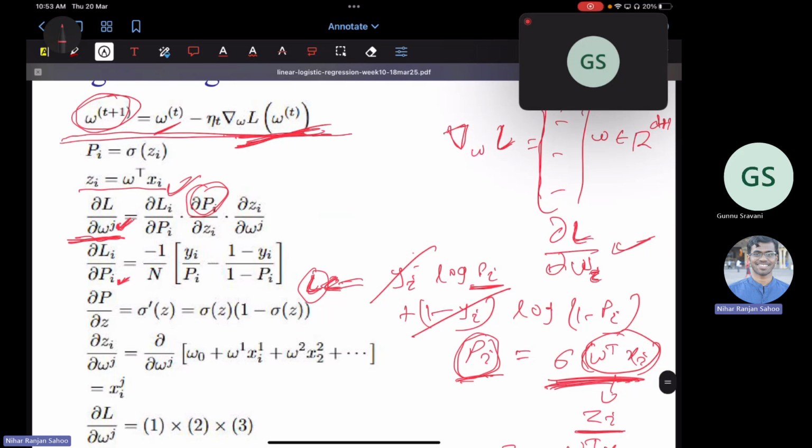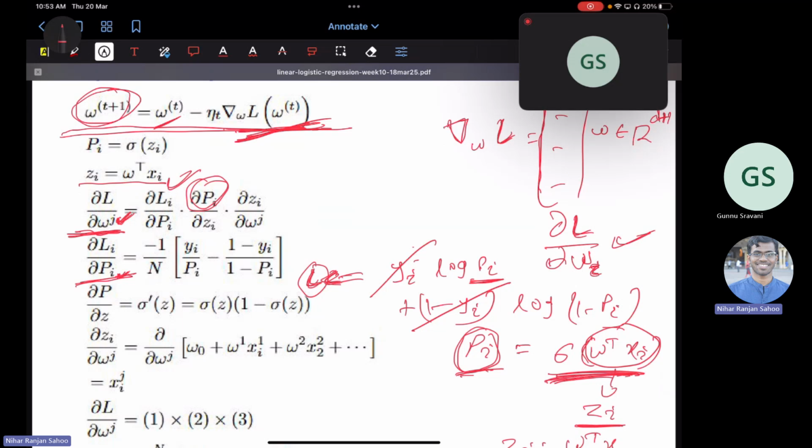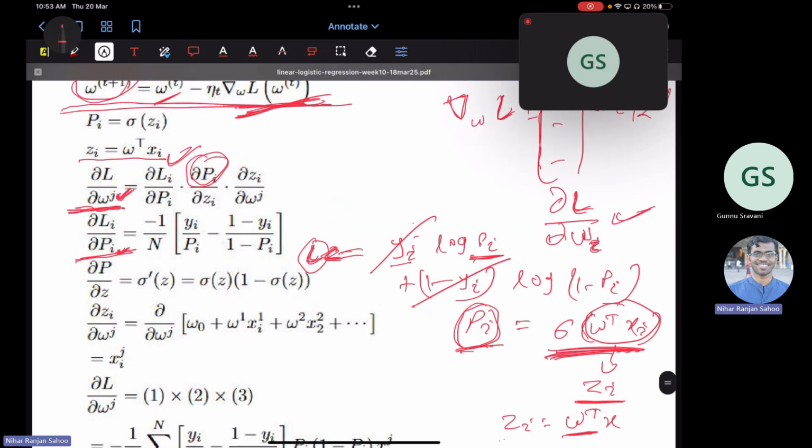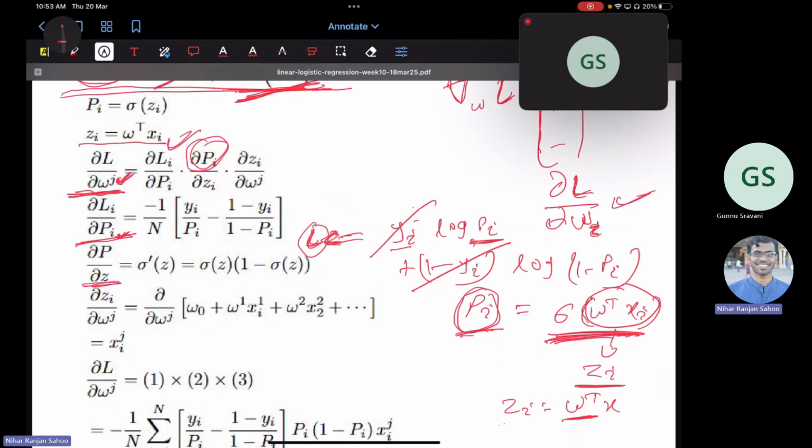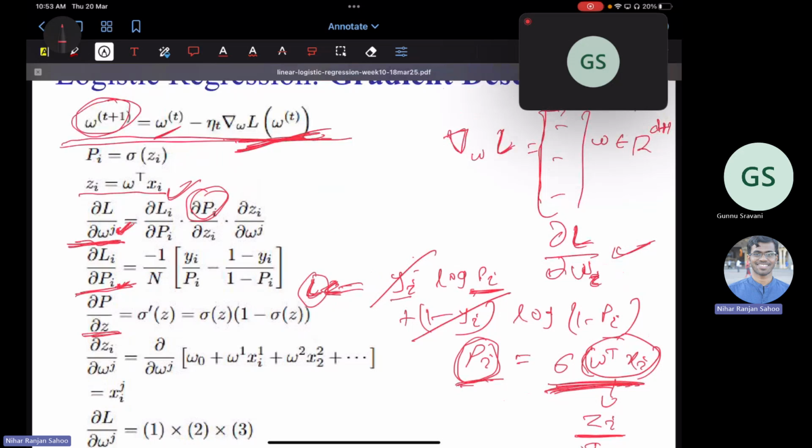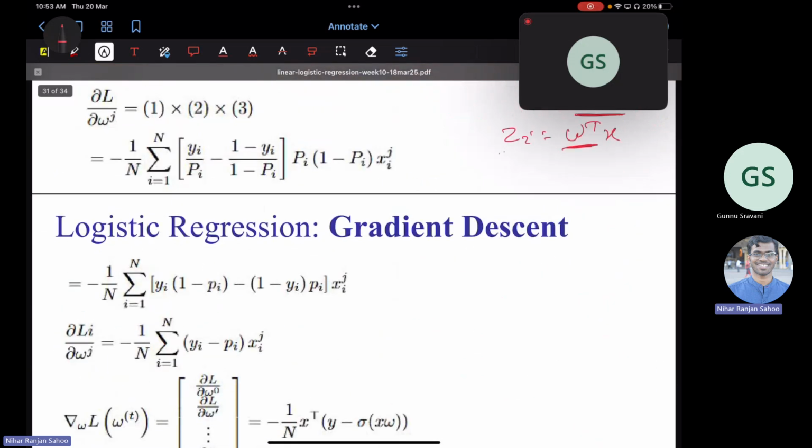Yeah, so now what will happen to the individual terms? The partial derivative del L by del Pi will be yi by Pi, then minus (1 minus yi) by (1 minus Pi). This is easy. Now what will be del P by del Z? What is the derivative of sigmoid? Sigmoid of Z is 1 by 1 plus e to the power minus Z, right? If you take the derivative of this, it will be e to the power minus Z by (1 plus e to the power minus Z) squared, right?